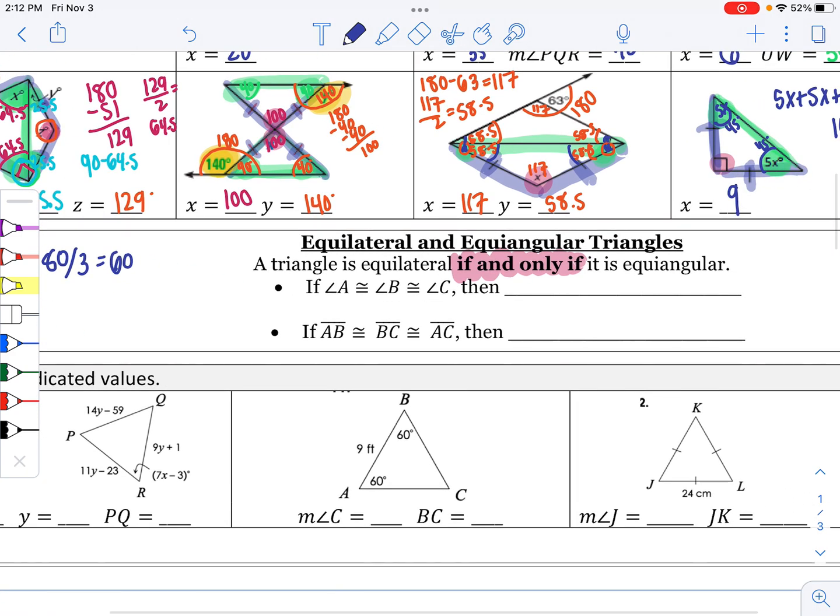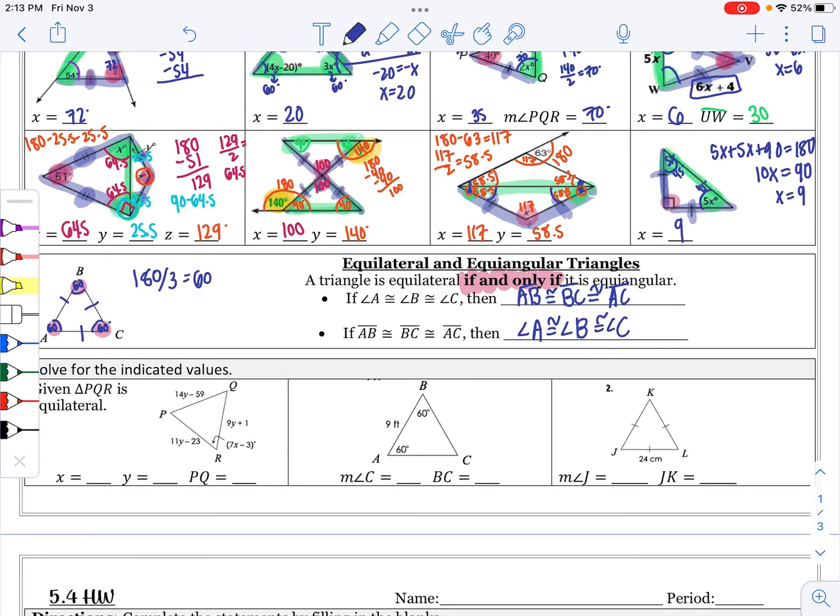That is always true. So we know that, here's our theorem, if all the angles are congruent, then boom, all of the sides are congruent. So AB is going to be congruent to BC, which is going to be congruent to AC. And then if all the sides are the same, then boom, we know that all the angles are going to be the same. That just says the converse, essentially.